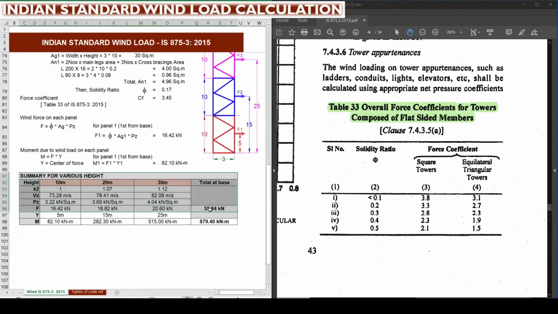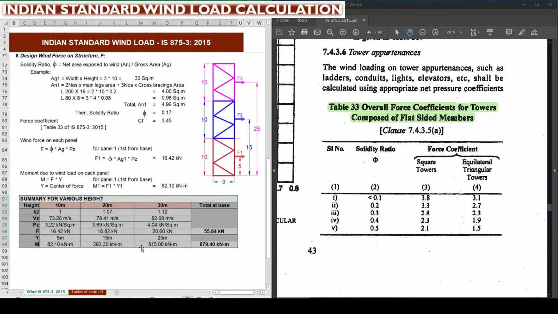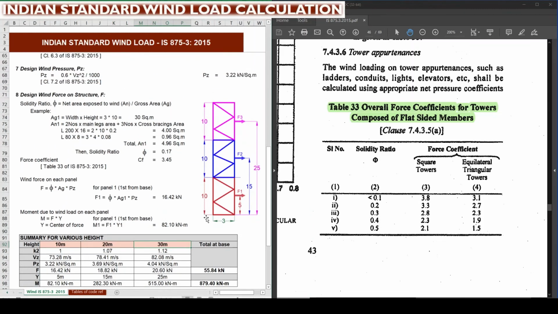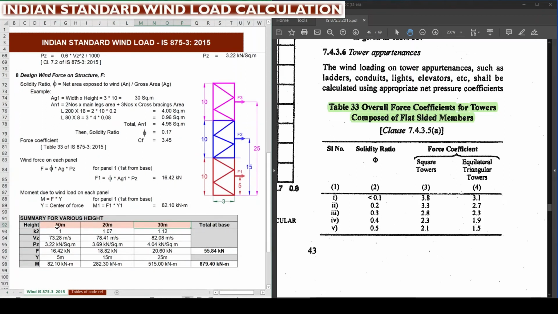So here is a summary of the total height of the tower with various segments. For the first segment we have the height up to 10 meter. Second segment, the height up to 20 meter, that is 10 plus 10. For the third segment the height is up to 30 meter, that is the total height of the tower. Adding the three segments, 10 plus 10 plus 10, we are getting 30 meter. Likewise we need to enter here the height of each segment which is exposed to wind.